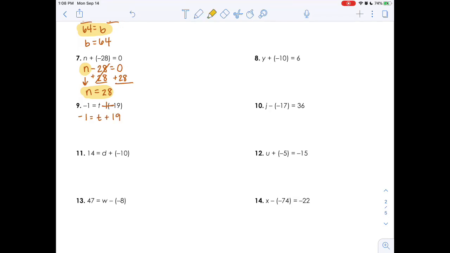If my variable is t that I'm trying to solve for, I can get rid of this 19 by subtracting it. A positive 19 minus 19 will give me 0 and cancel. But if I subtract 19 from the right, I have to also subtract 19 from the left. Negative 1 minus 19 is negative 20, which equals t.